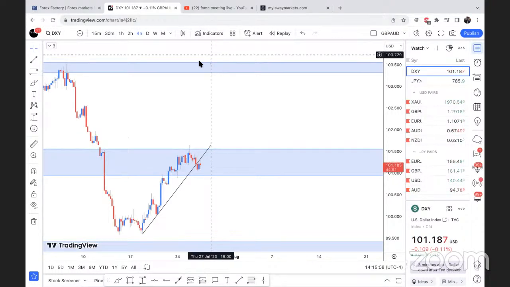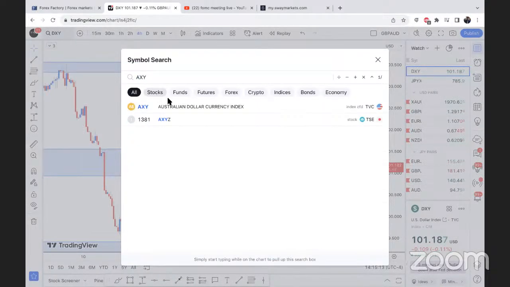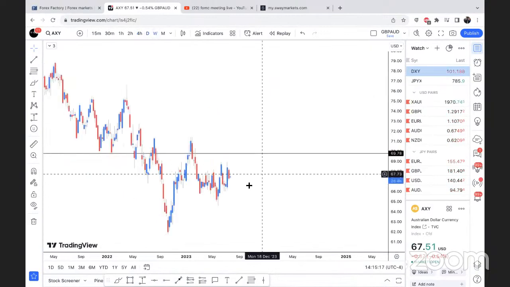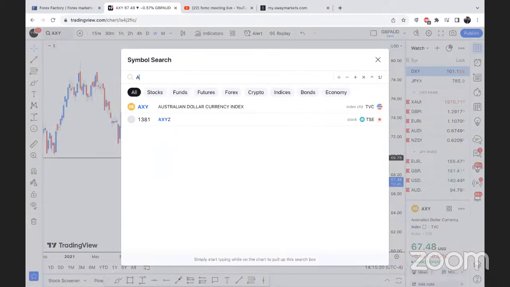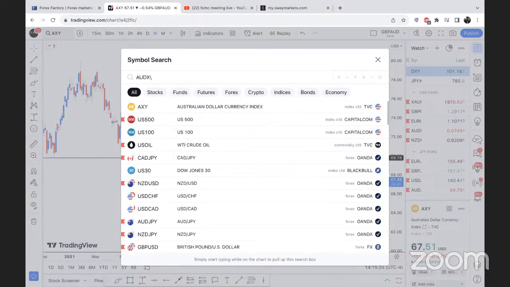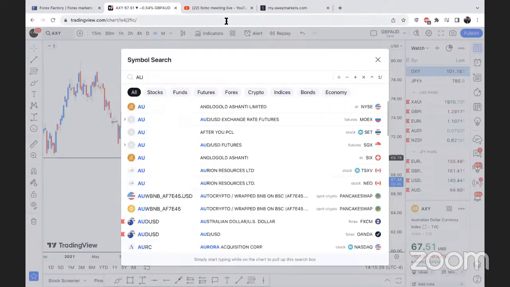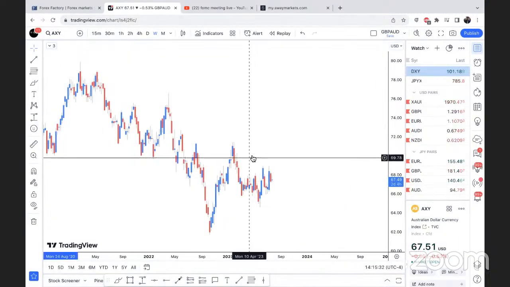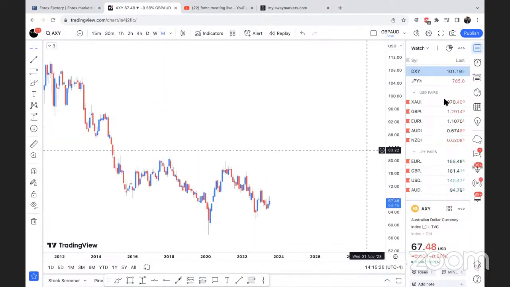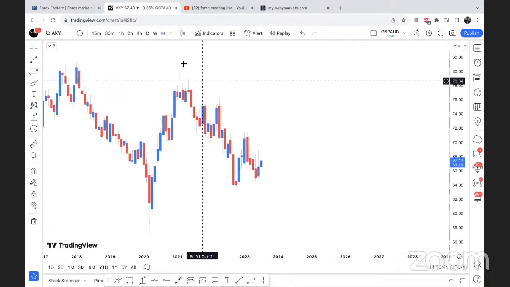Is there an odd index? Yes, there is an odd index. You could look at the AXY. It's a bit choppy though. Let me see if I can pull up the AXY. Yeah, the AXY would do it. End of the day, if you pull up an AU chart, the Australian dollar index chart, it's basically going to look the same.